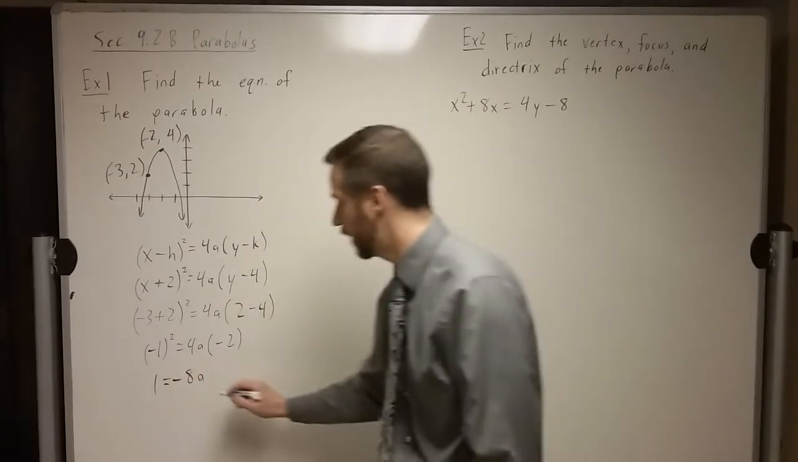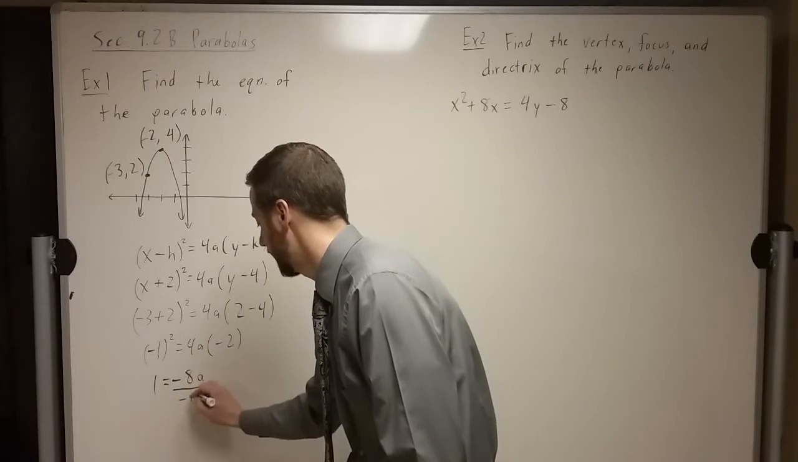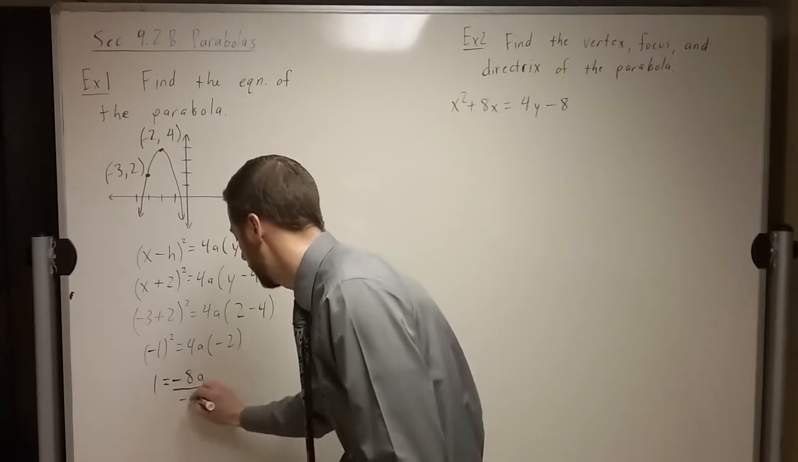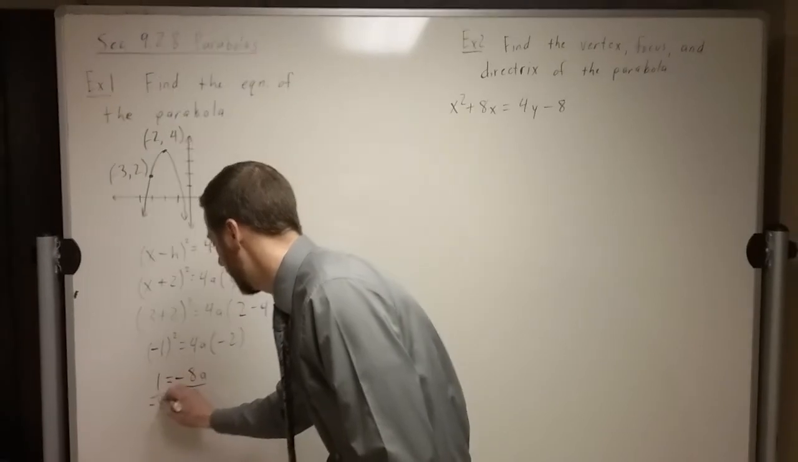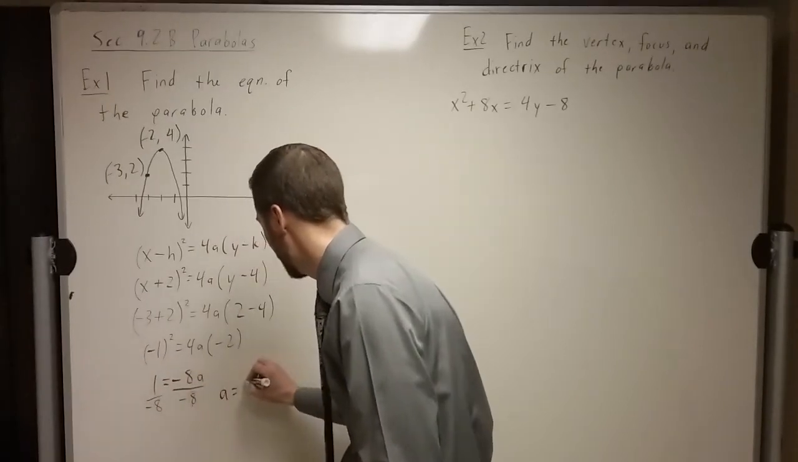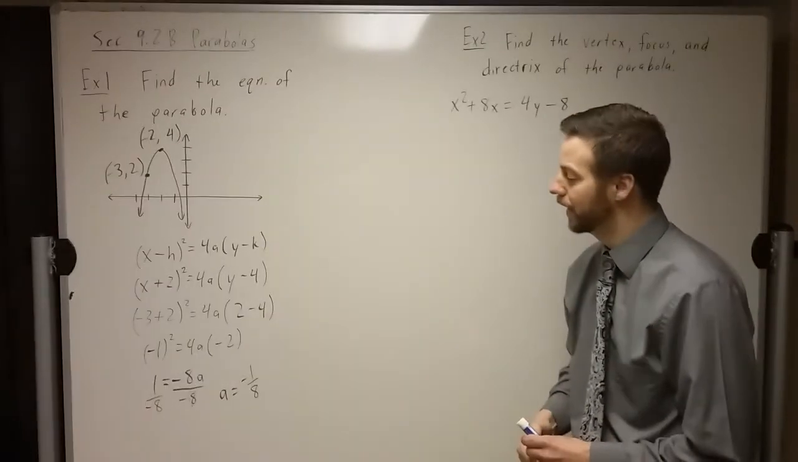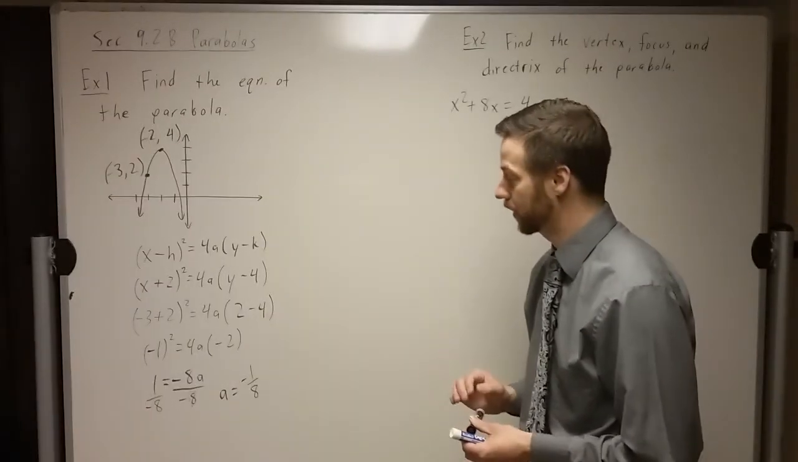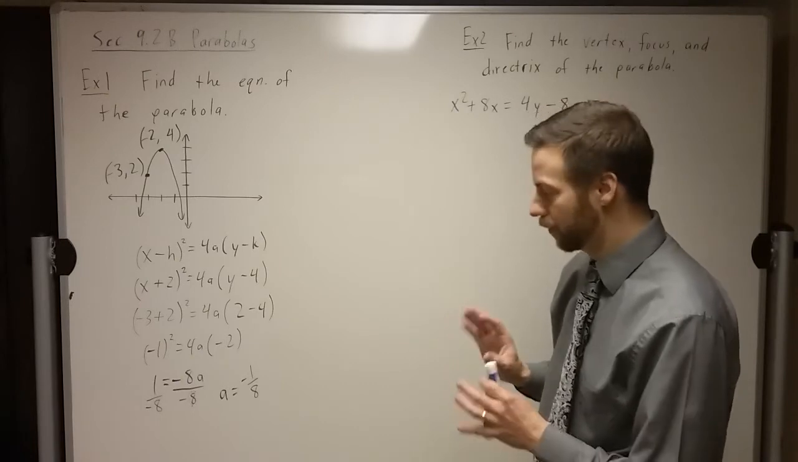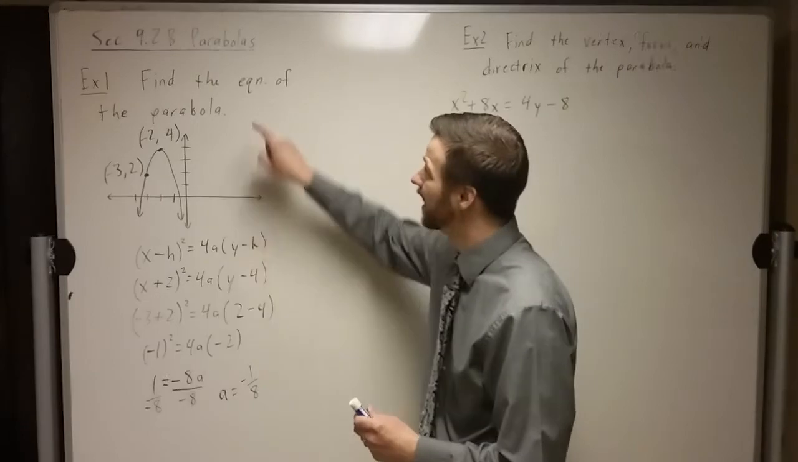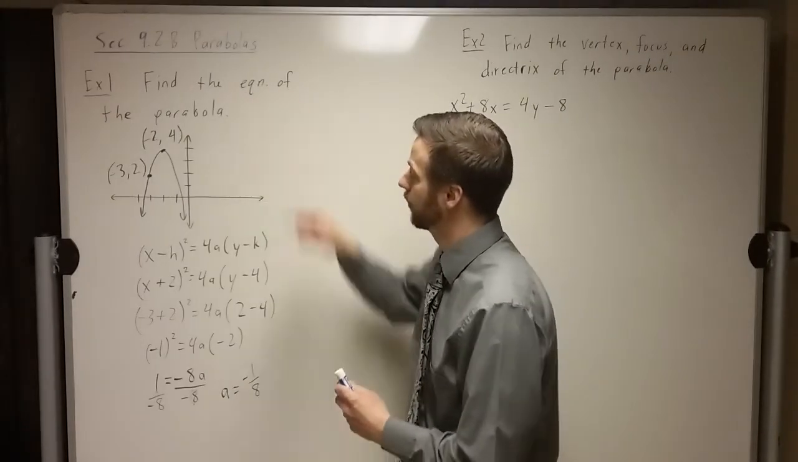All right, and then to get a by itself, I just need to divide both sides by -8. And when I do that, I get that a is -1/8. That's not a super nice number, but that's okay. It's just whatever it works out to be. And so remember, we need to get our equation in the end. It's not just what is a. The question is find the equation of the parabola.